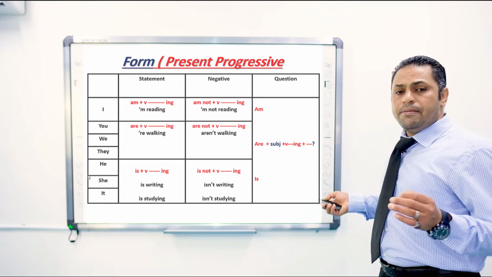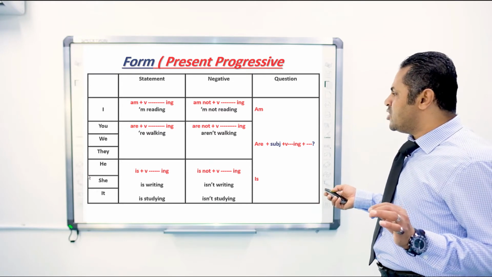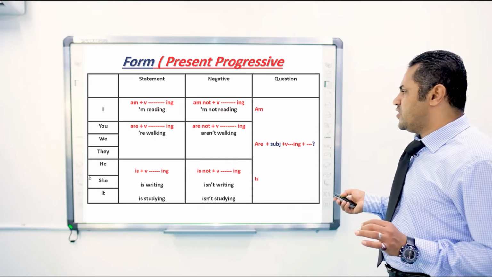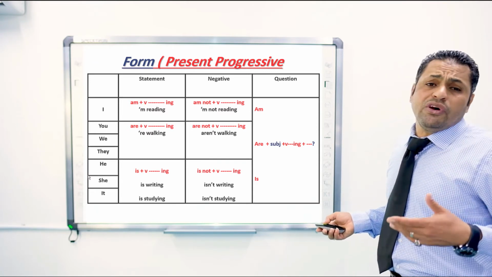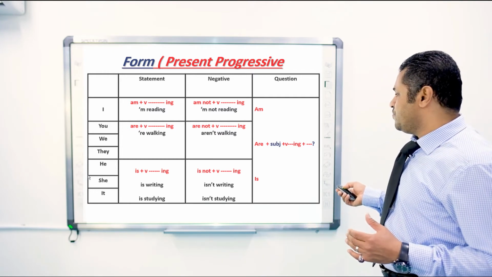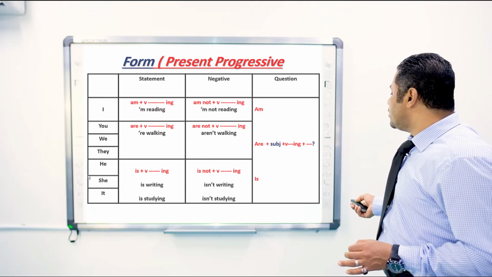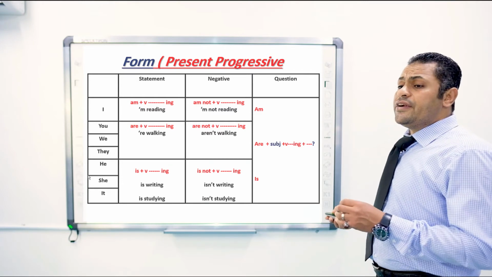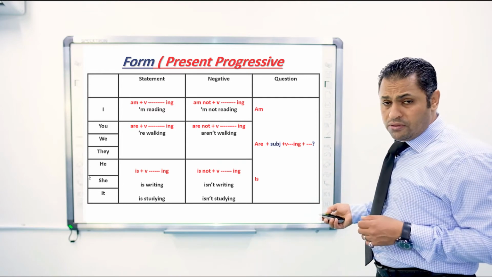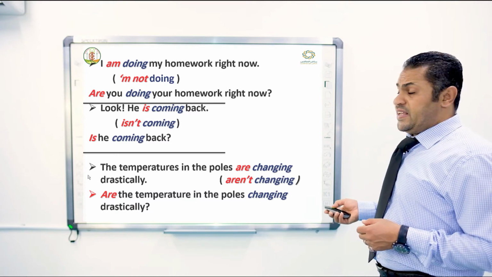When we want to make it negative, we just add not after the verb to be. Am will be am not, are will be are not, is will be is not, followed by the verb with ing. And when we want to ask a question, we begin with the verb to be itself: am, are, or is, followed by the subject, the verb with ing, and the complement. Are they coming now? Is he playing football? That's it. Now, study these additional examples.